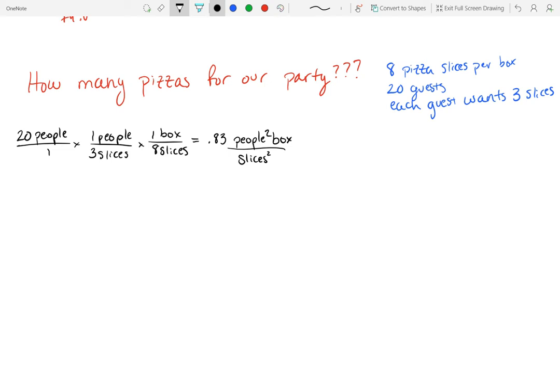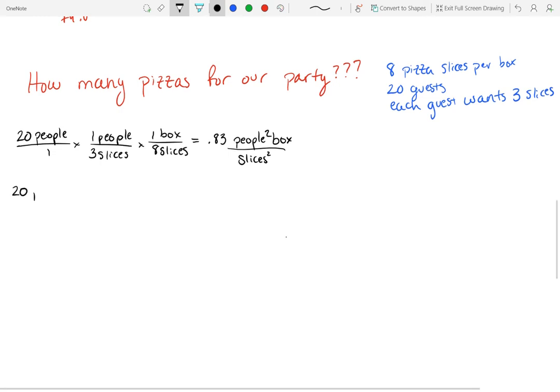So let's say you tell your friends to go buy the pizza, and you tell them, okay, dude, I need you to buy 0.83 people squared times boxes divided by slices squared. He's probably going to have no idea what you're talking about, right? Because this makes absolutely no sense. Neither does the Domino's guy who takes your order. He's going to be, okay, what is people squared times boxes divided by slices squared? This is just an example of how we messed up our dimensional analysis. So let's do this the correct way.